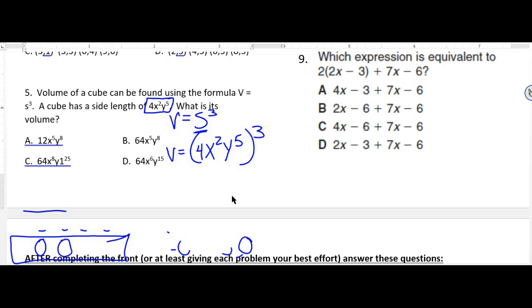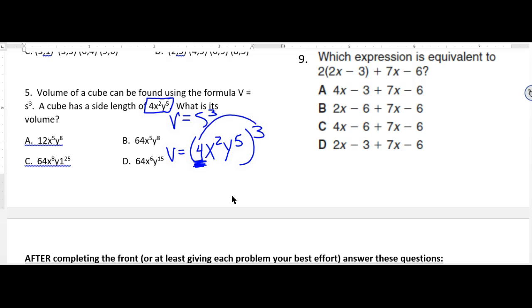This is a power to a power problem. I need to just apply those rules that we've learned. The coefficient here, 4, is going to go to the third power. 4 times 4 times 4, 64. And then the exponents are going to get multiplied. 2 times 3 and 5 times 3. So x to the 6th, y to the 15th. That is D.